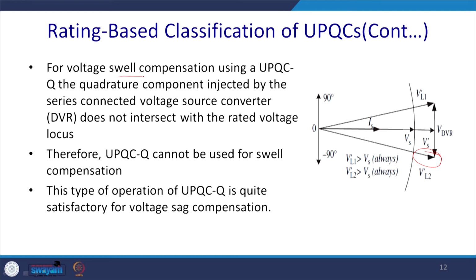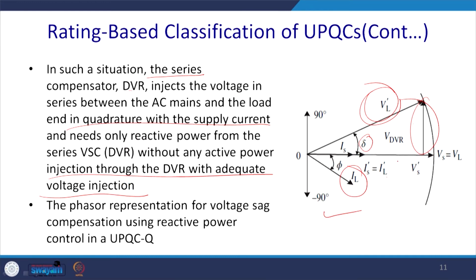For voltage swell compensation using UPQC Q, the quadrature component injected by the series connected voltage source converter DVR does not intersect with the voltage locus. You can see that. Therefore, Q cannot be used for the swell compensation. This is one of the biggest differences. Of course this is A and this is B. So, C square equals A square plus B square. So, you never get C less than A.